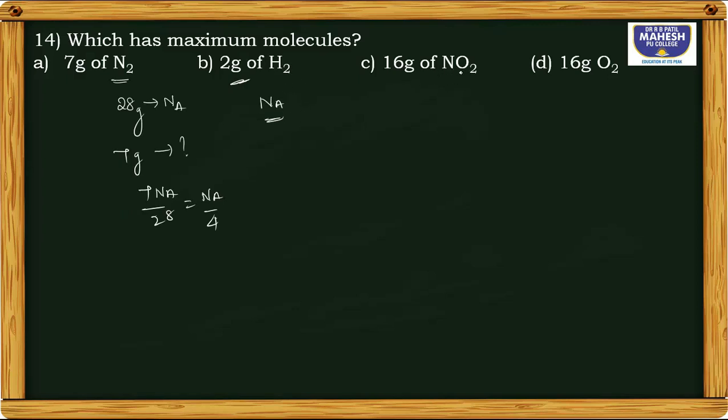16 gram of NO2, 14 plus 32. Am I correct? So it is a molar mass. How much? That is 46. 16 is less than that. Automatically it has a less number of molecules than Avogadro number. Oxygen 32, 16 is less than that. So automatically it has a less number of molecules than Avogadro. Already we got Avogadro here. So hence it is option B.